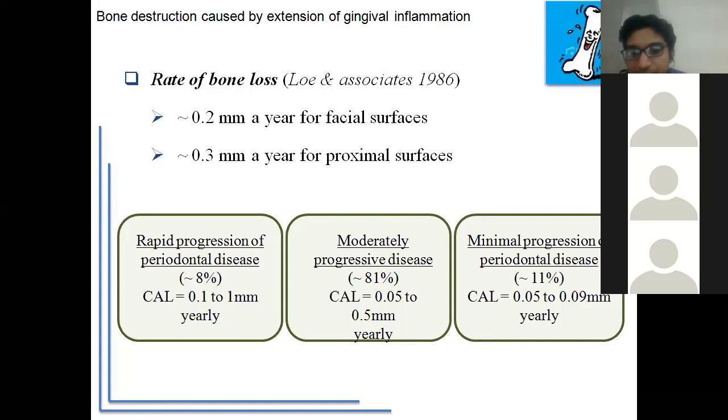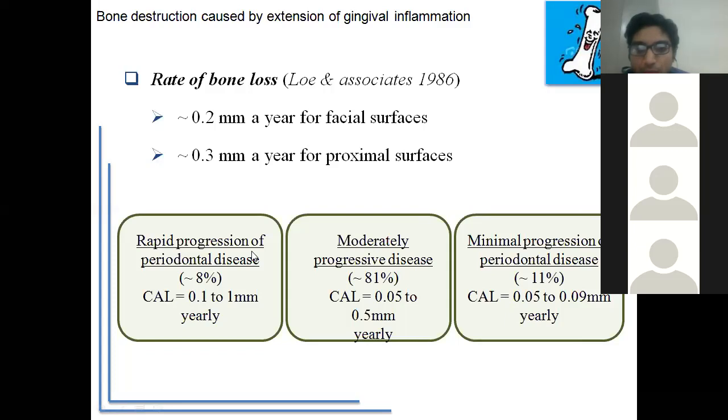Moderately progressive disease is 0.05 to 0.5 mm per year. The majority of the Sri Lankan tea laborers were under this, 81%. Minimal progressive periodontal disease is 0.05 to 0.09 mm of loss of attachment in a year, right? So this you should remember.